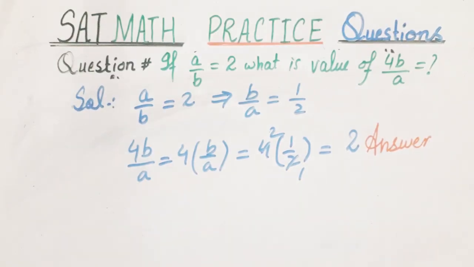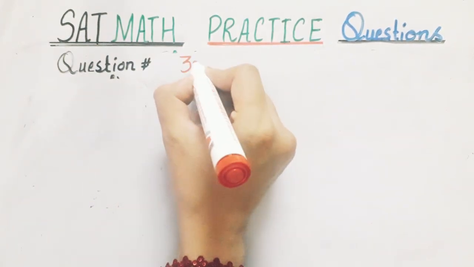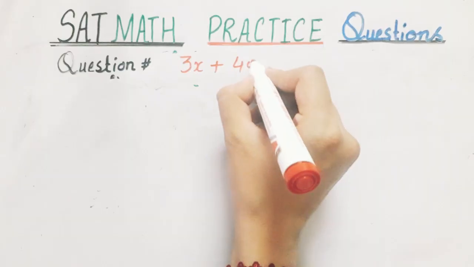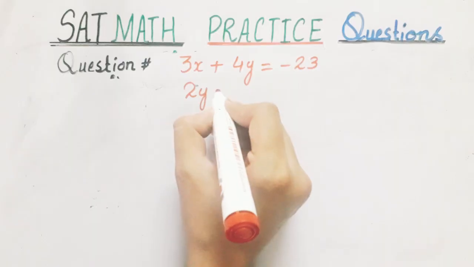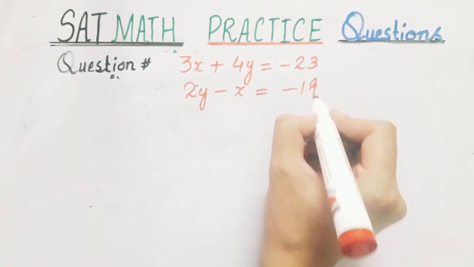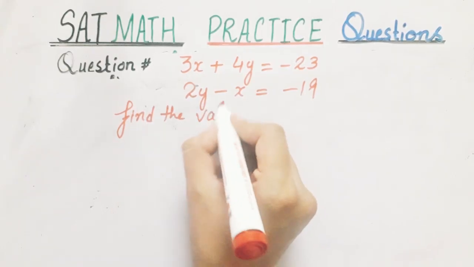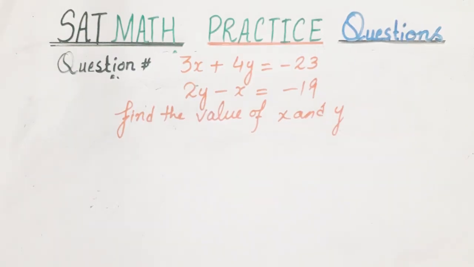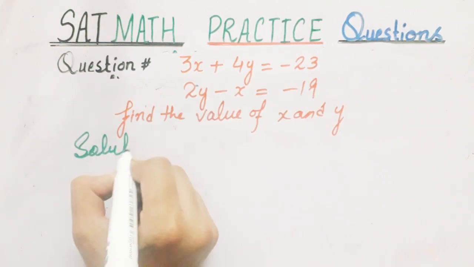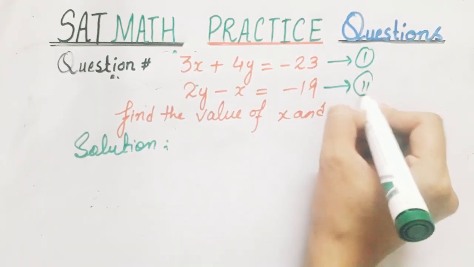Now we will solve the next question. Now the next question is 3x plus 4y equals minus 23, and 2y minus x equals minus 19. Find the value of x and y. It depends upon you whether you apply the substitution method or the elimination method. So we will take this equation as 1 and this as 2.